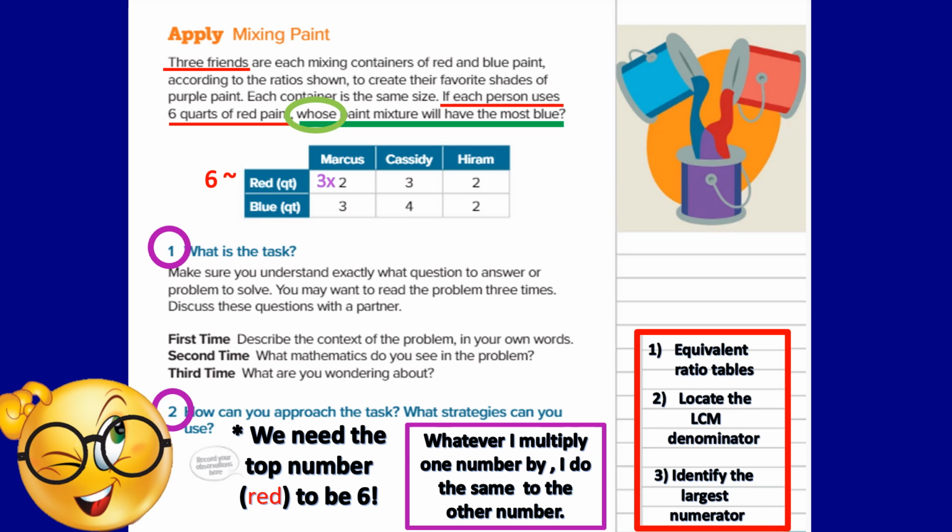Well, that'd be multiplying by 3, because 3 times 2 is indeed 6. So then I have to do the same thing to the bottom number. So I have 3 times 3, and 3 times 3 is 9.